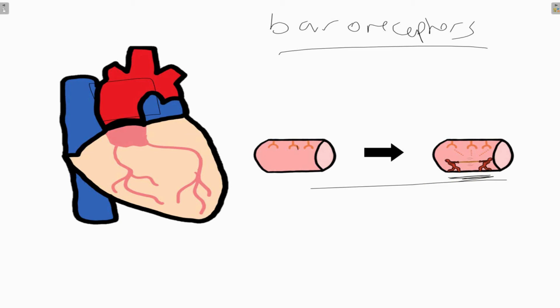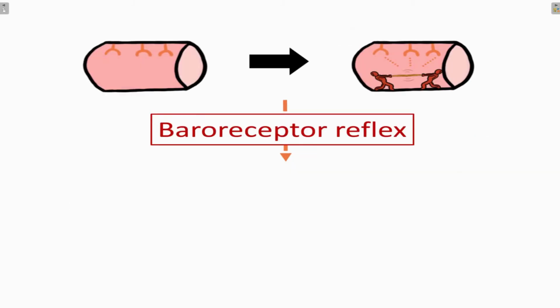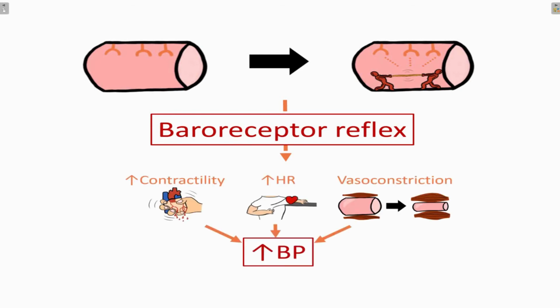And if they find, for instance, that the blood pressure is going down, then they'll activate what's called the baroreceptor reflex. What the baroreceptor reflex does is send a signal to the cardiovascular reflex center, and that basically increases contractility, which is how hard the heart squeezes per beat. It increases heart rate and it increases vasoconstriction.